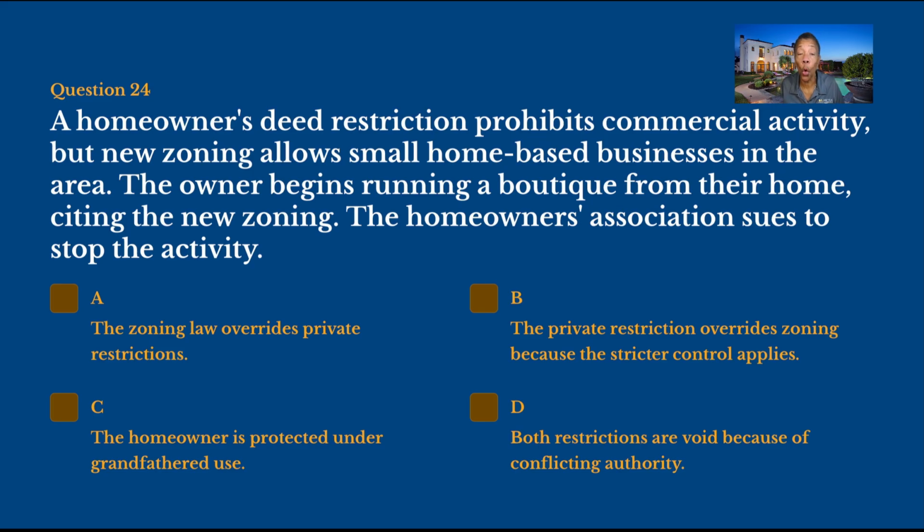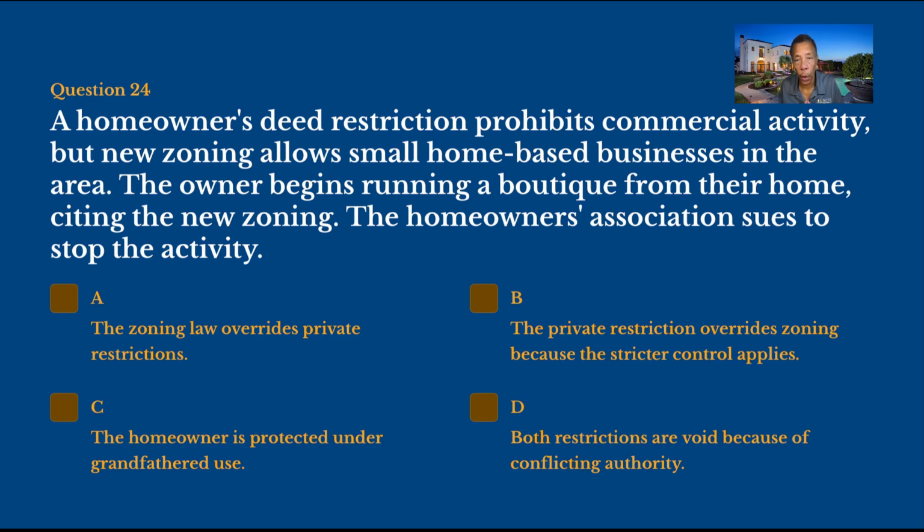So A, the zoning law overrides private restrictions. Is that true? Not all the time. B, the private restriction overrides zoning because the stricter control applies. Maybe. C, the homeowner is protected under grandfathered use. And D, both restrictions are void because of conflicting authority.